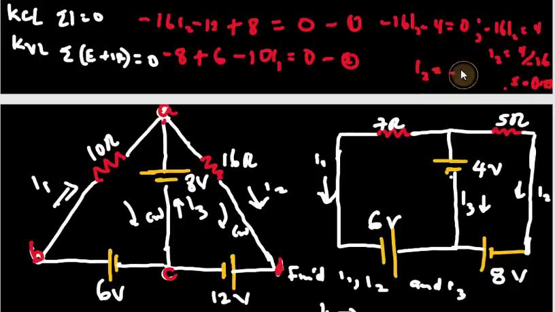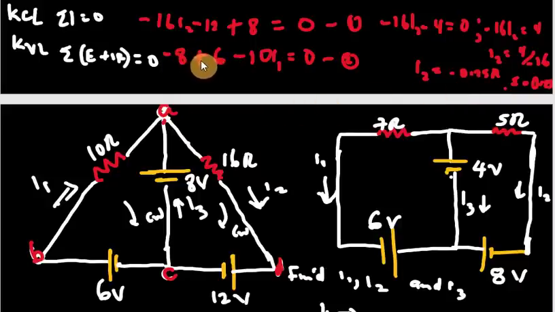You have minus 0.25 ampere. This is just showing the direction of the current, the true direction of the current. Our interest is in the magnitude. So we can find I1 following the same method.